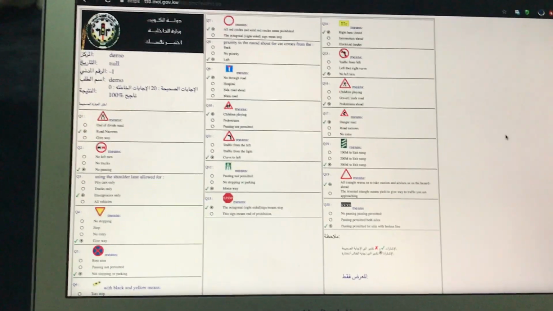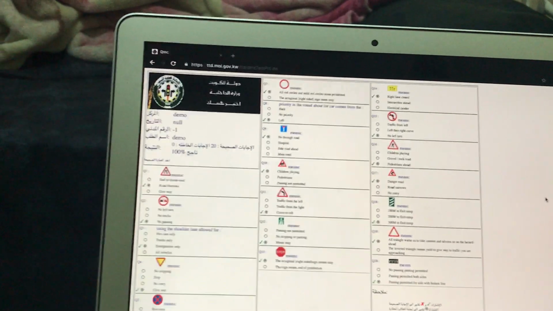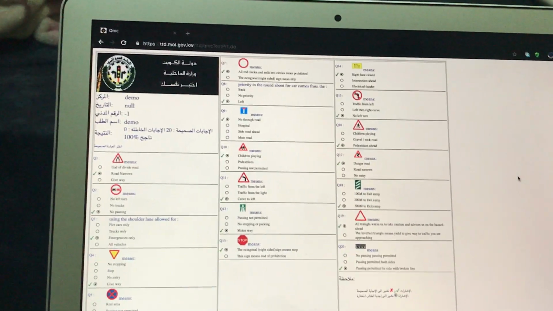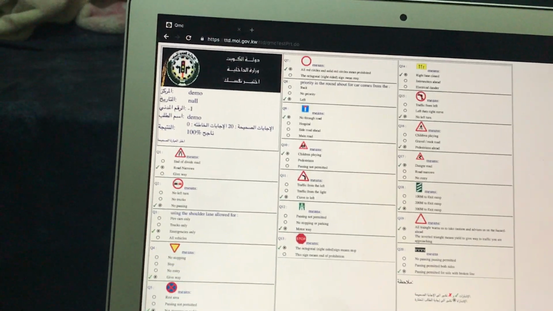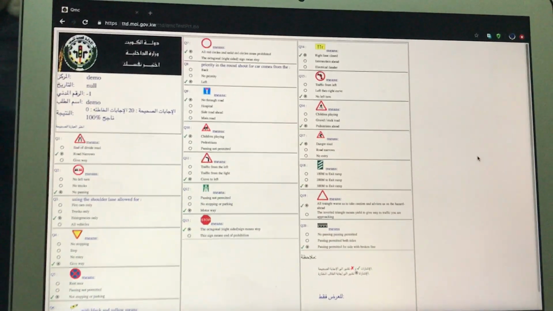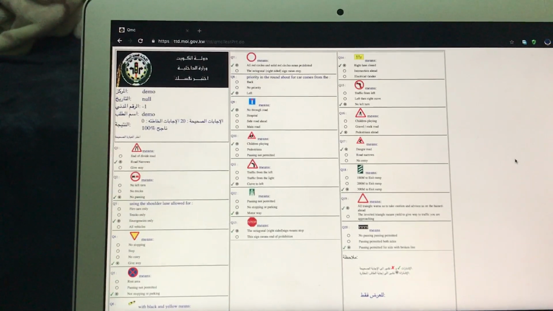Okay, so that's all guys. Hope you have understood how the test will work there, and you can go to this website and take this demo test again and again and again, and all the time you will have different questions, so that you can learn all the questions and you can easily pass 100 out of 100.